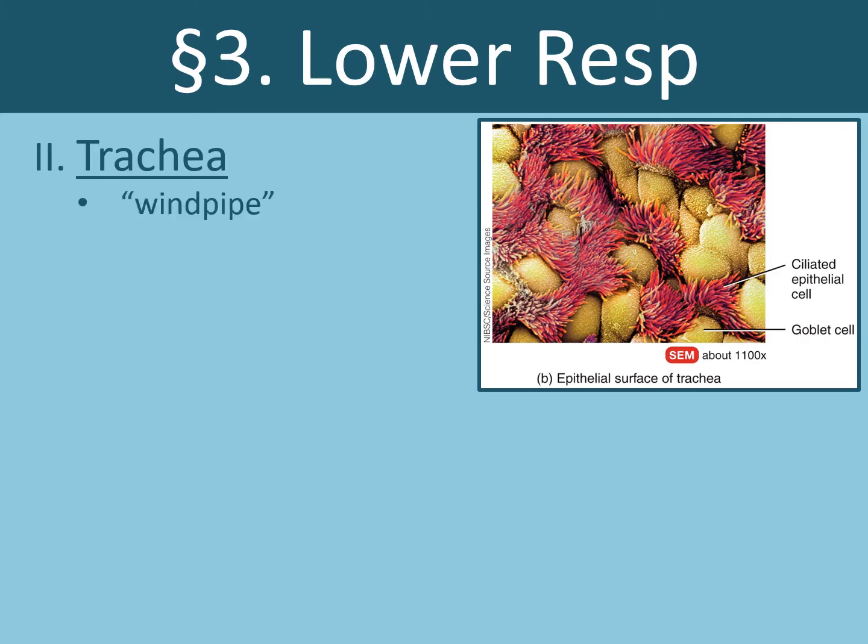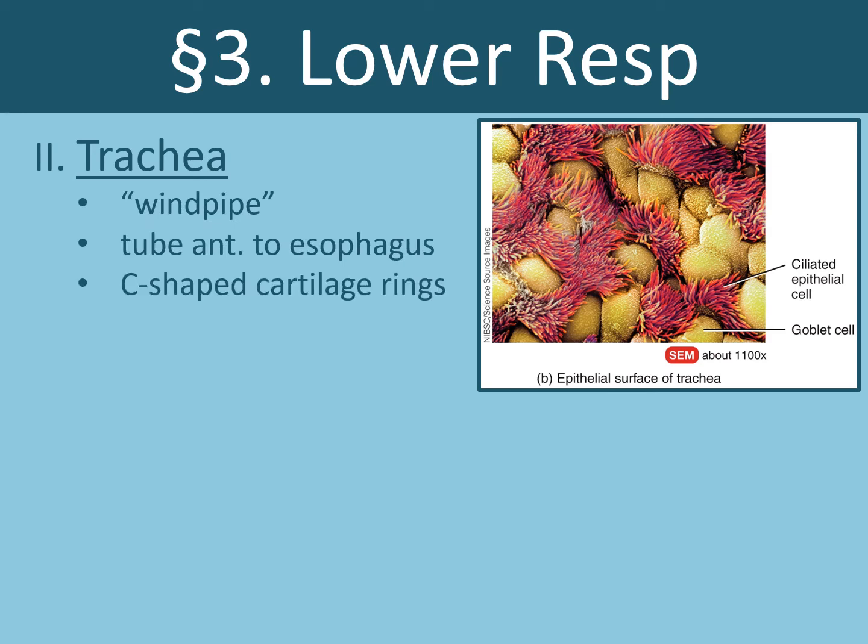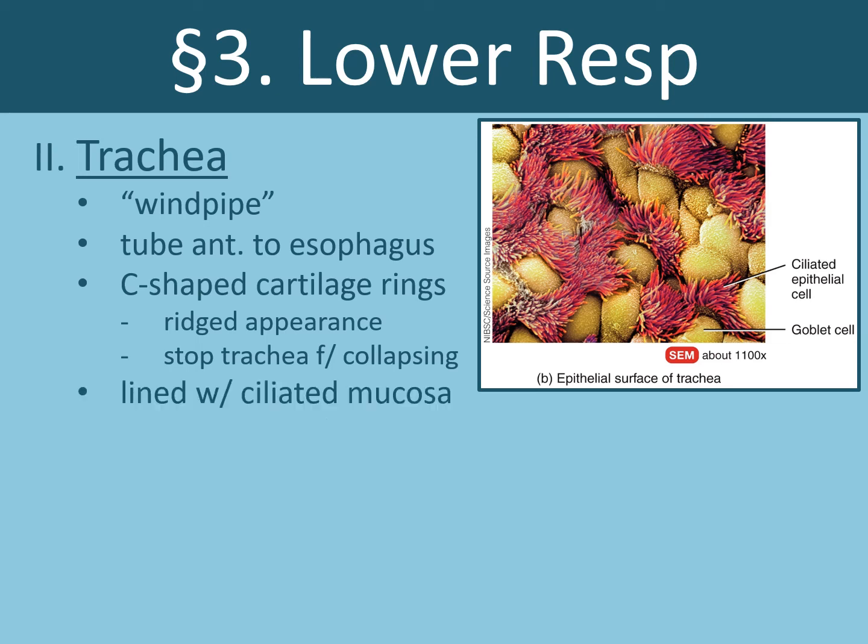Next we have the trachea, or windpipe. The trachea is the tube that's anterior to the esophagus. Along its length are many C-shaped cartilage rings, giving the trachea its classic ridged appearance. These cartilage rings help stop the trachea from collapsing.